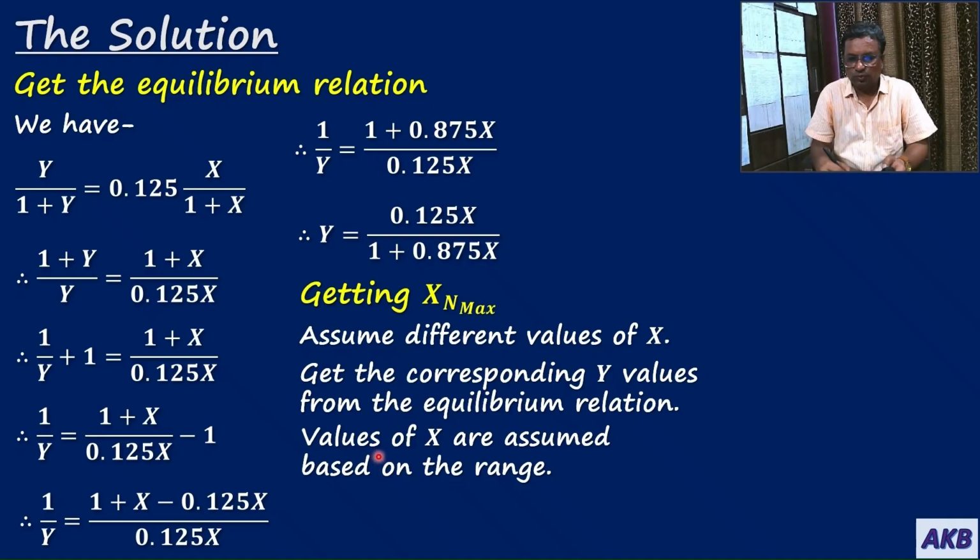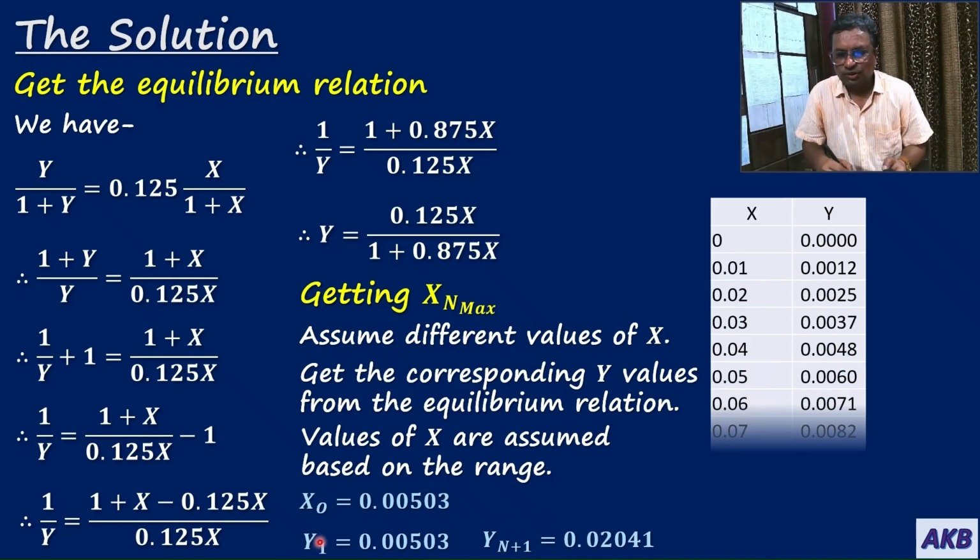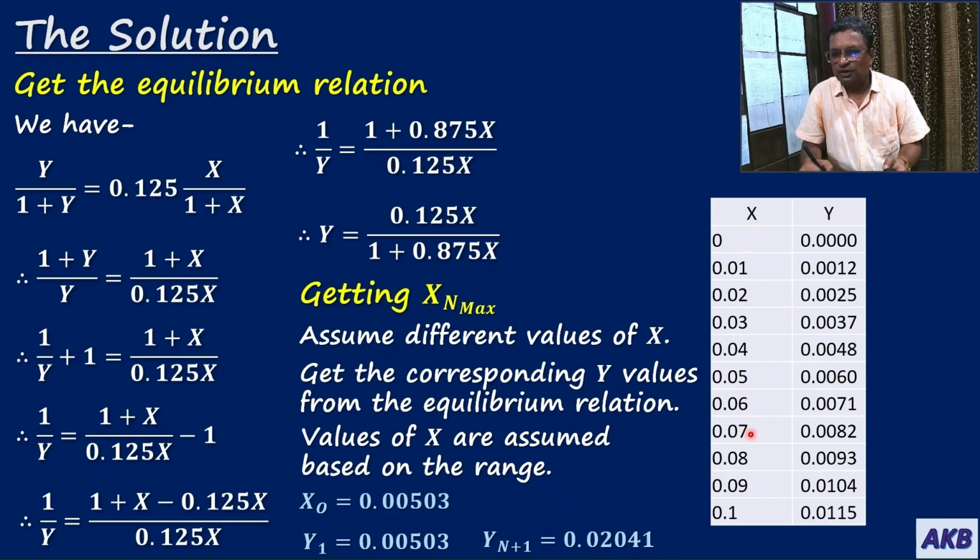Now what values of capital X are to be assumed? That will be based on the range. We know that X varies from X naught, which is 0.00503, to some higher value, whereas the range of capital Y is small y1, capital Y1 is 0.0503, whereas capital Yn plus 1 is 0.0204. So based on this range, if I choose these values of capital X, I have shown the calculations. So if I choose capital X to be 0, 0.01, 0.03, 0.04, so I'm using an increment of 0.01.